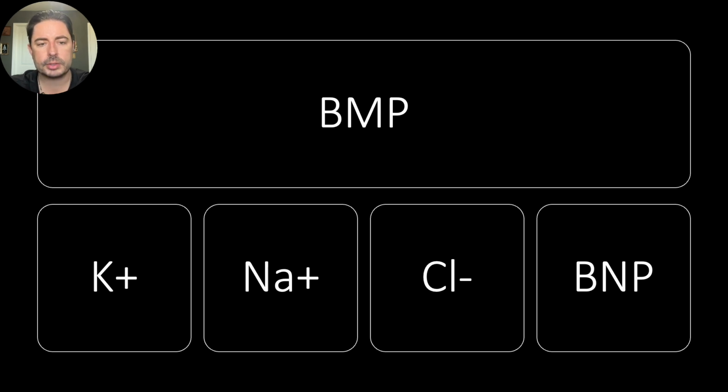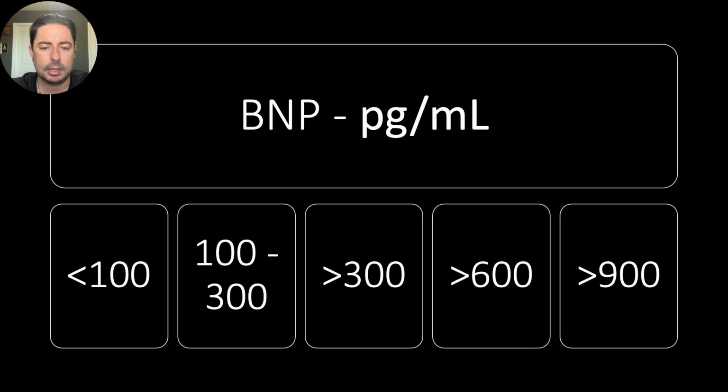And then we have what is called the BNP, not to be confused with the BMP. The BNP, or the brain natriuretic peptide, will actually be increased. So the sodium, potassium, and chloride will be decreased in patients that are on diuretics, and the BNP will be increased. BNP is measured in pg per mL.